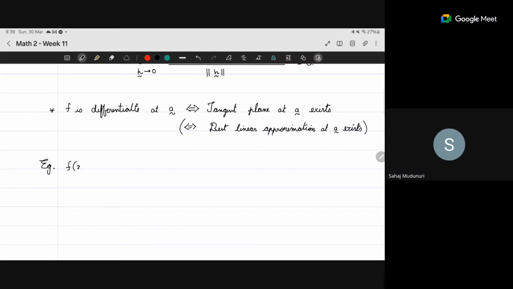So these two are equivalent formulations, and just to tell you one of the examples, if I take, let's say, a function xy, which is f of xy is... Sir, yeah, sorry to interrupt. One moment. Yeah, sure.